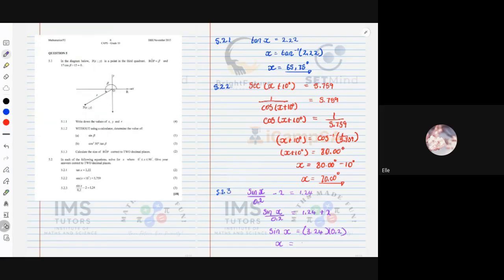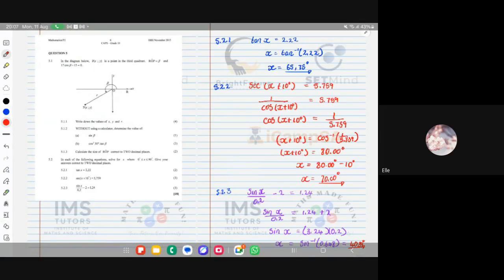which is 0.648. X is equal to sine inverse of 0.648 is equal to 40.39 degrees. So this is it, guys. This is it.